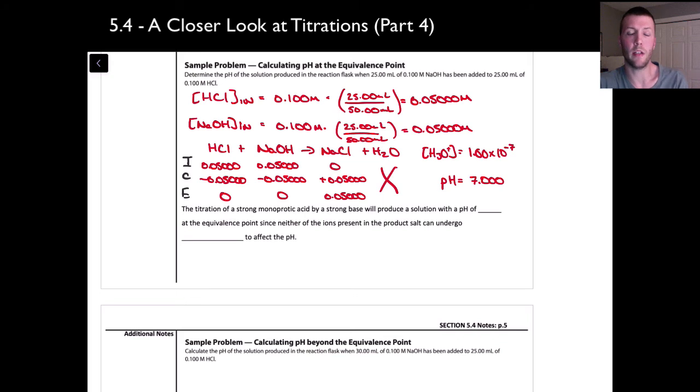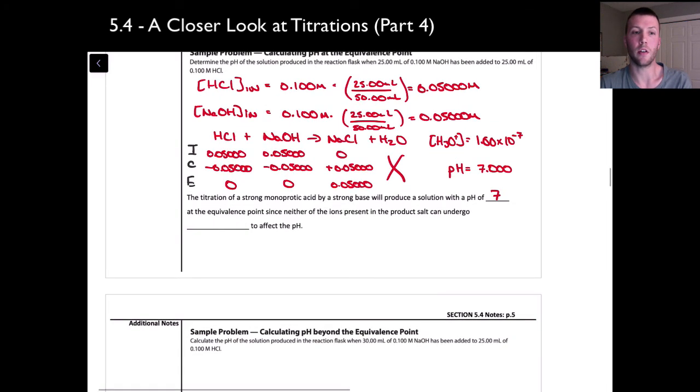So whenever we have a titration involving a strong monoprotic acid and a strong base, the equivalence point is going to be at a pH of 7, since neither of the ions present in the product salt can undergo hydrolysis to affect the pH.